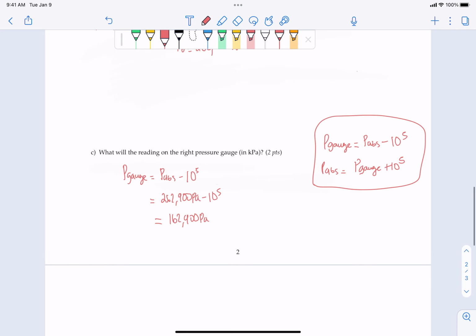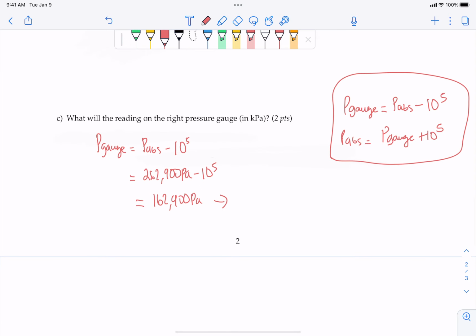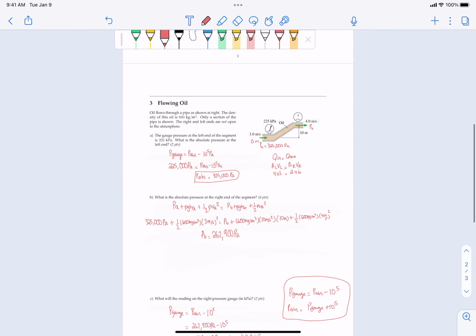And yes, oops, I forgot. Yeah, so they do want it in kilopascals, so we divide by 1,000. So this should be 162.9 kilopascals. But yeah, that's problem 3.